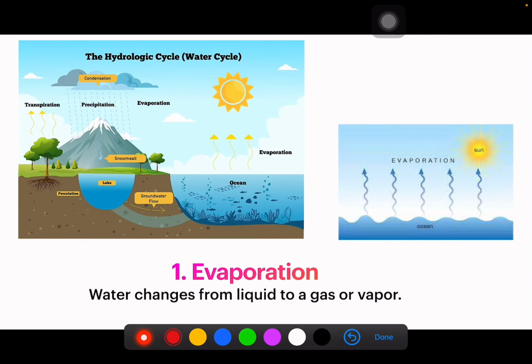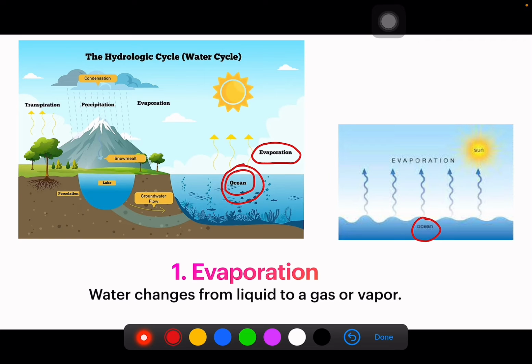Another process which occurs in the ocean here is called evaporation. Everybody read. Evaporation. This happens when water changes from liquid to a gas or vapor. This happens in the ocean.